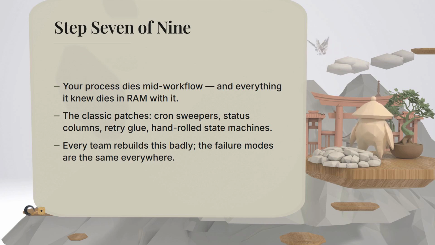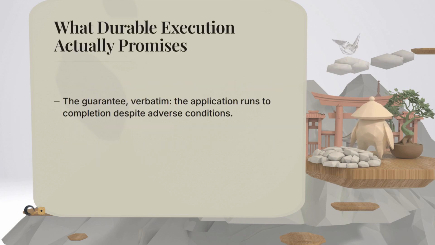It is called durable execution, and the idea is almost offensively simple: make the program's progress itself durable, so a crash costs you nothing but a few milliseconds of replay. Durable execution is a runtime guarantee, and it is worth quoting the canonical definition precisely. It ensures that your application behaves correctly despite adverse conditions by guaranteeing that it will run to completion. Read that again because it inverts the mental model.